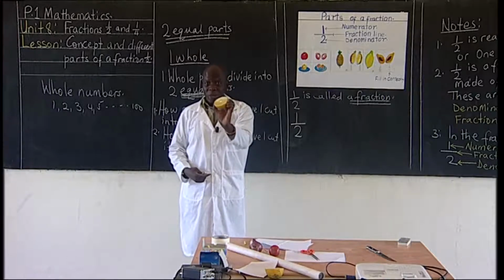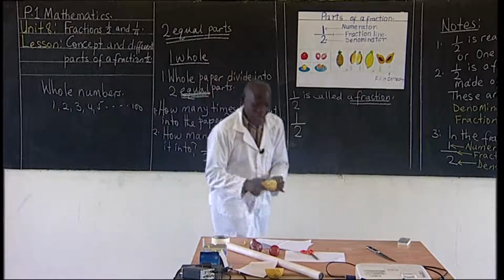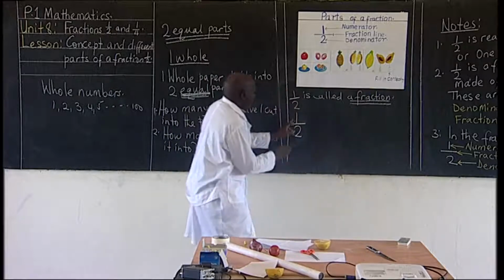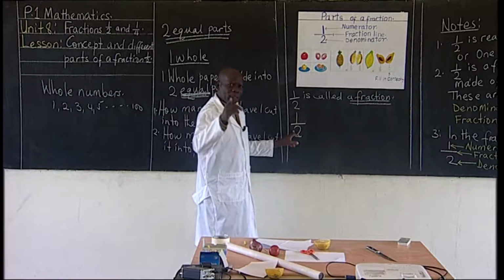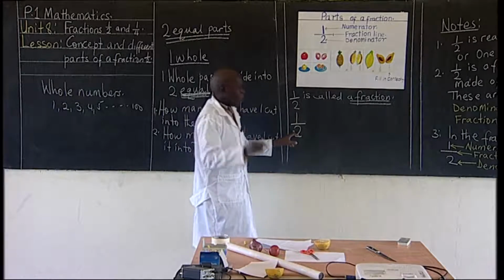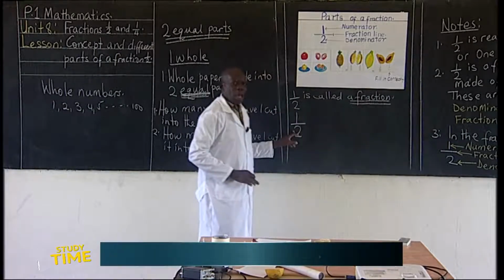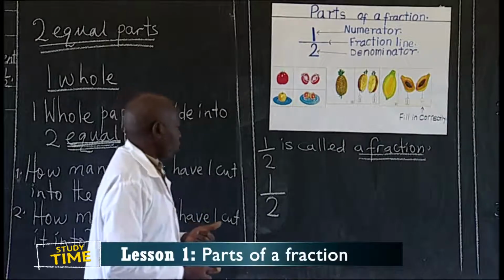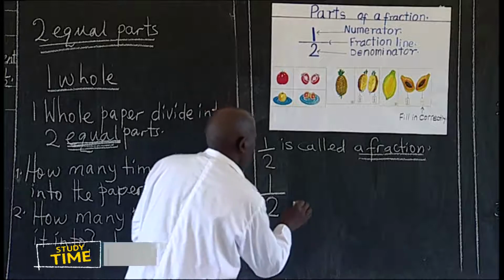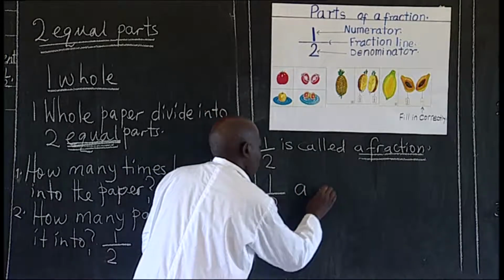Is that clear, children? Good. And therefore, 1 out of the 2 parts is called what? We said it is called what? It is called a fraction. Is that clear, children? Good. So this is also called a fraction.